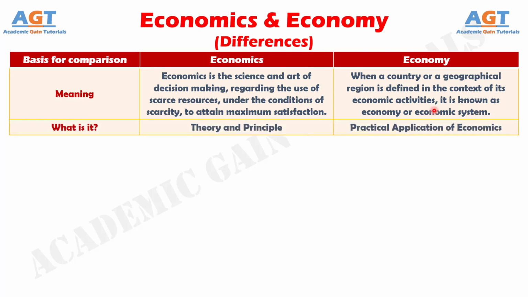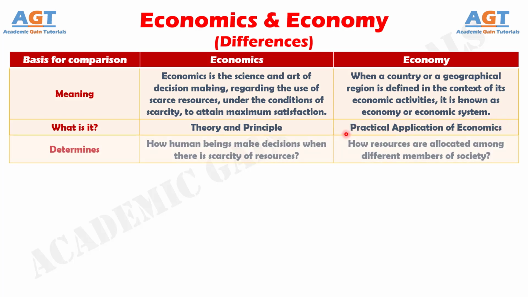Number 2. Economics is theoretical, as it contains theories, models and principles, as against the economy, where the principles and theories of economics are practically applied. Number 3. Economics analyzes the way in which individuals, families, organizations and nations make choices in the face of scarcity of resources. Conversely, the economy tells you about the way resources are allocated among different members of society.